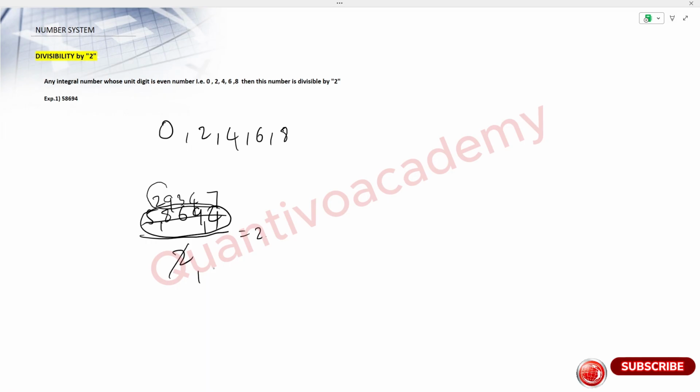2 sevens are 14, which means this number is perfectly divisible by 2. Instead of doing this division, we can say by directly seeing the unit digit. The unit digit here is 4. So by the rule of divisibility by 2, we can say that if a number's unit digit is either 0, 2, 4, 6, 8, then we can directly say that this number is divisible by 2.